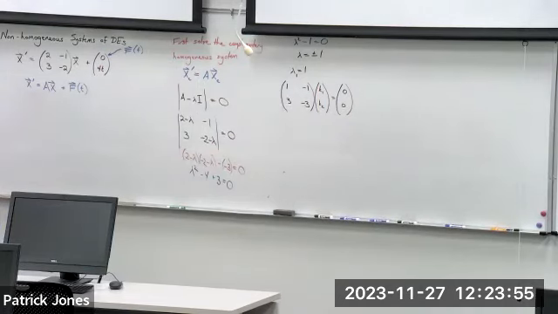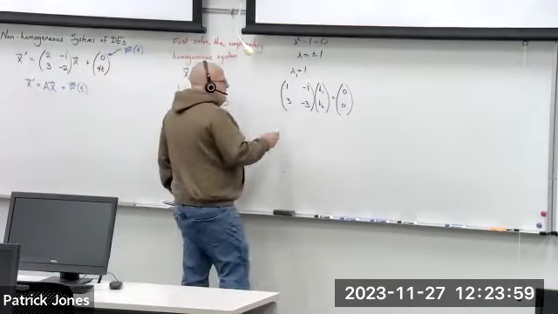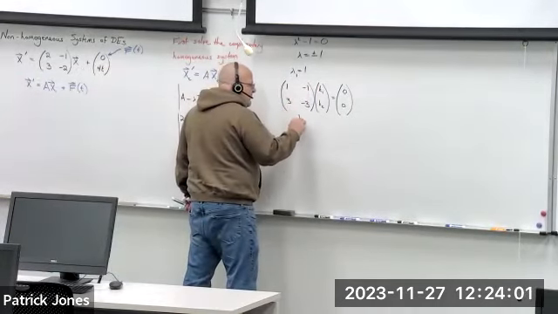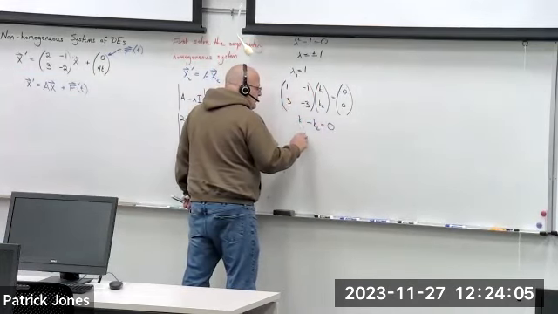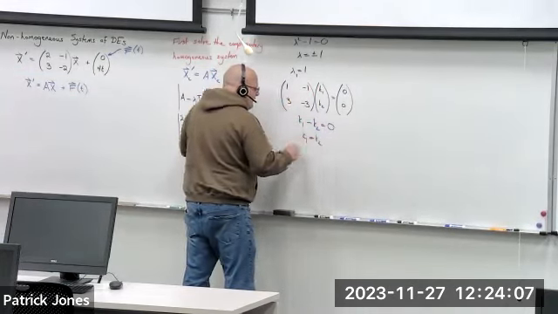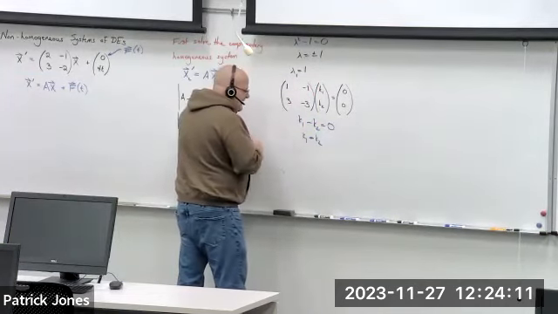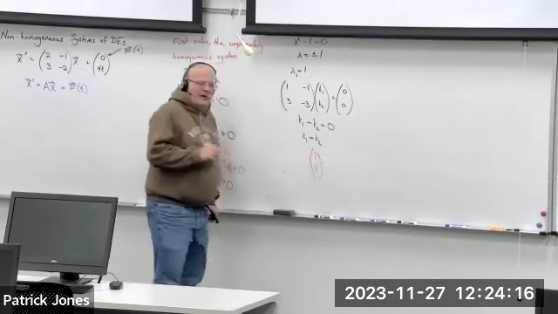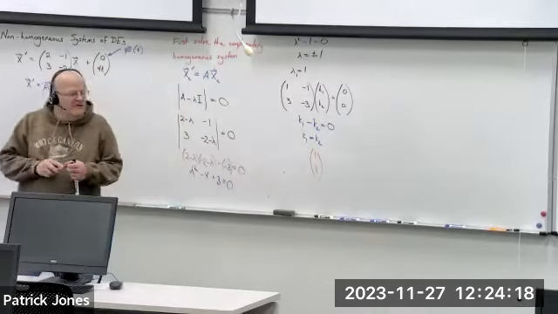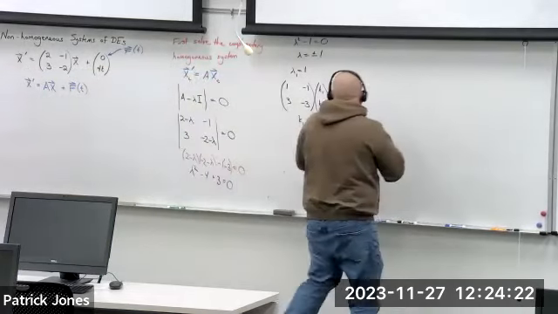Pretty obviously, the second line is just a multiple of the first one, so we can just focus on the top one. We get k1 minus k2 equals 0, or k1 equals k2, giving us an eigenvector of any multiple of (1, 1). Do the same thing with the other eigenvalue.